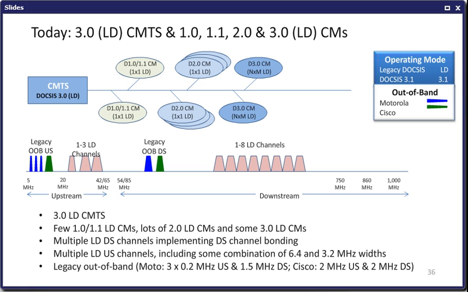In the next few slides, I'll quickly go through them. I depict the same migration strategy, but now showing a spectrum view of things. So it's a different view of the same thing. In this slide, I show what we would have today: for example, 8 downstream DOCSIS 3.0 carriers, 3 upstreams, or any number between 1 and 3, as an example of upstream DOCSIS 3.0 carriers, and the presence of legacy out-of-band for those of us that do have it.